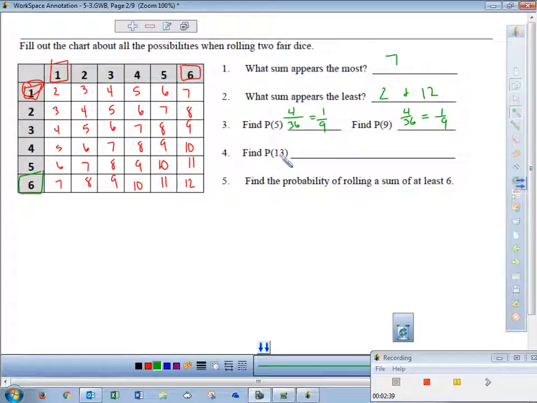Find the probability of rolling a 13. Don't think that's going to happen, man. We can't roll a 13. So that would be 0. That is impossible. Find the probability of rolling a sum of at least 6.